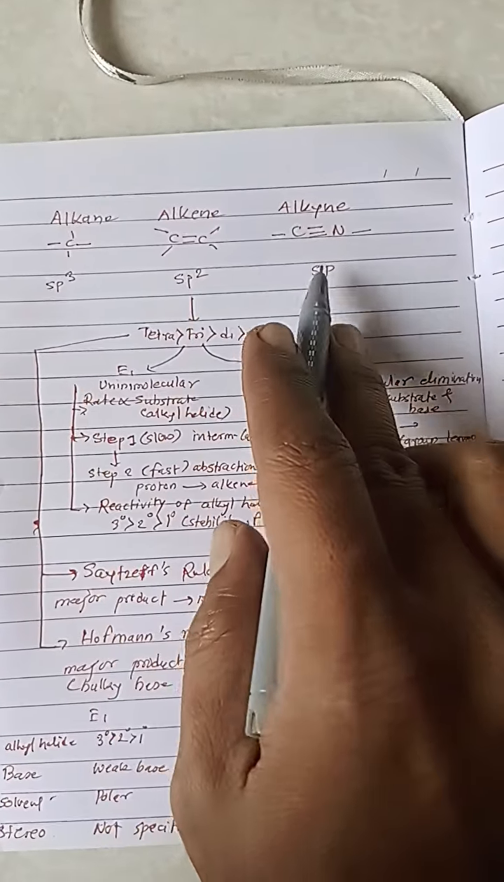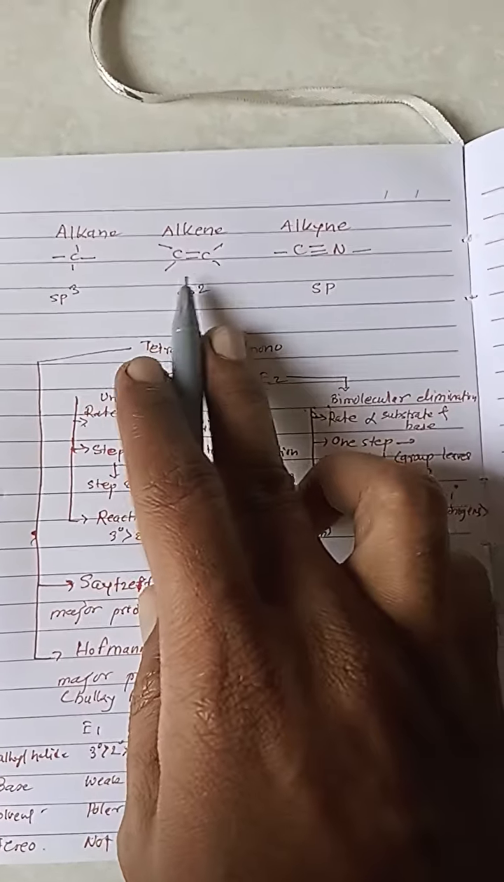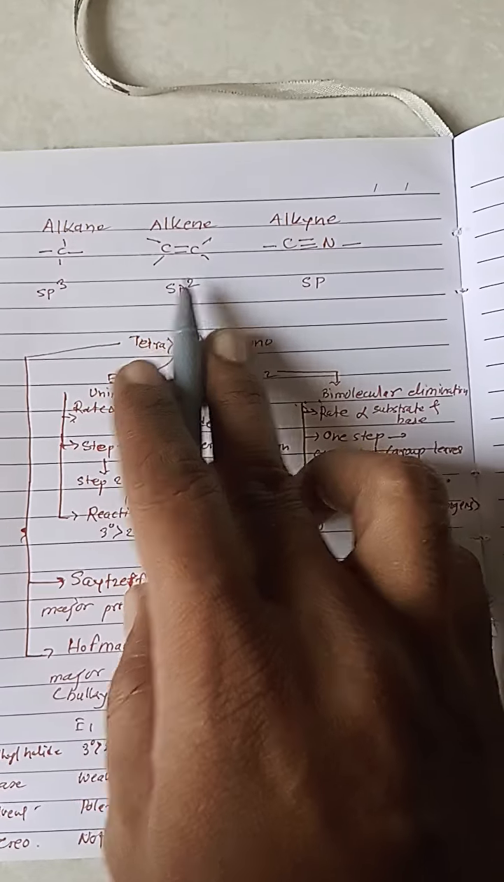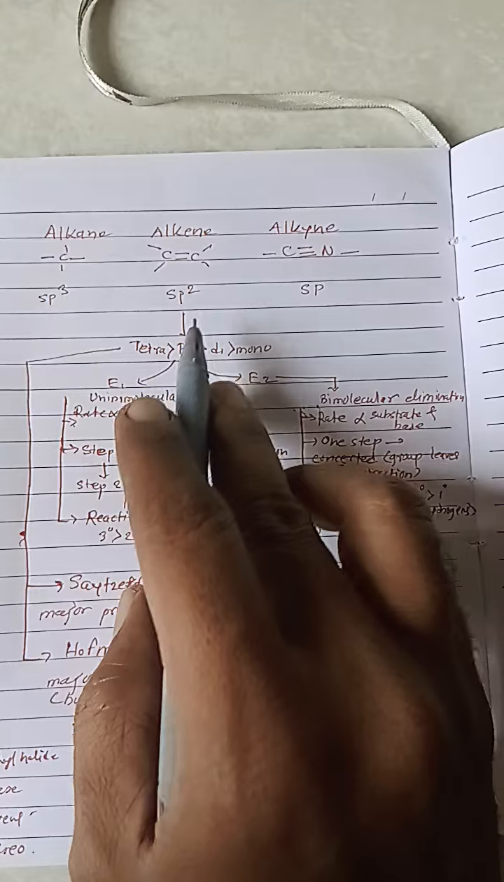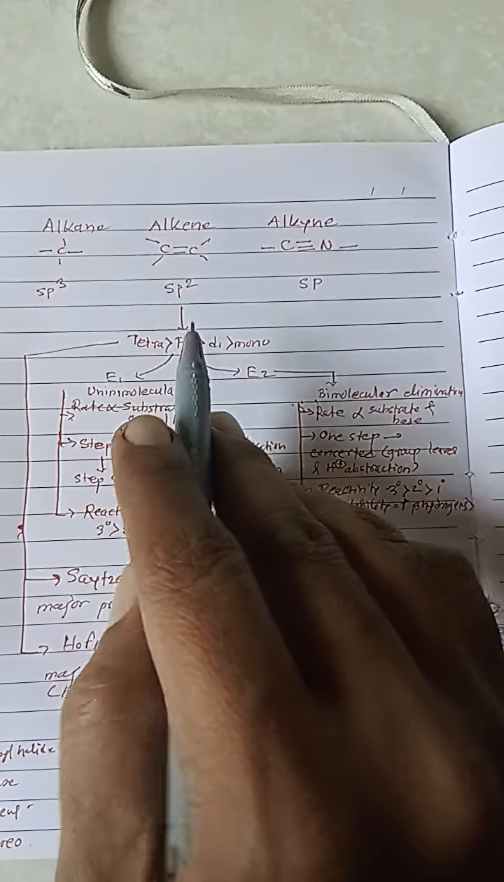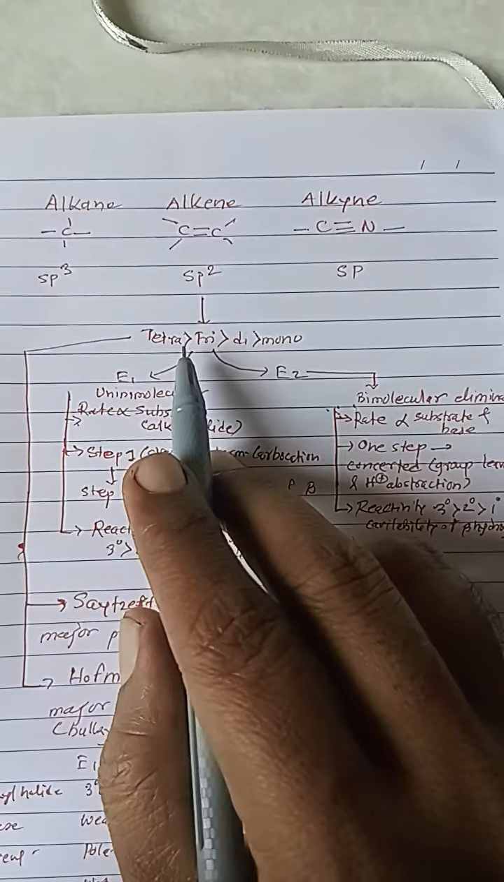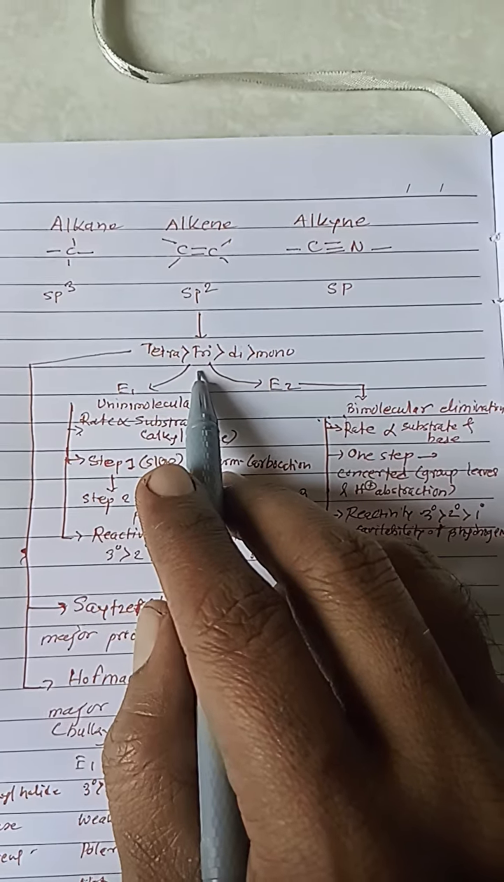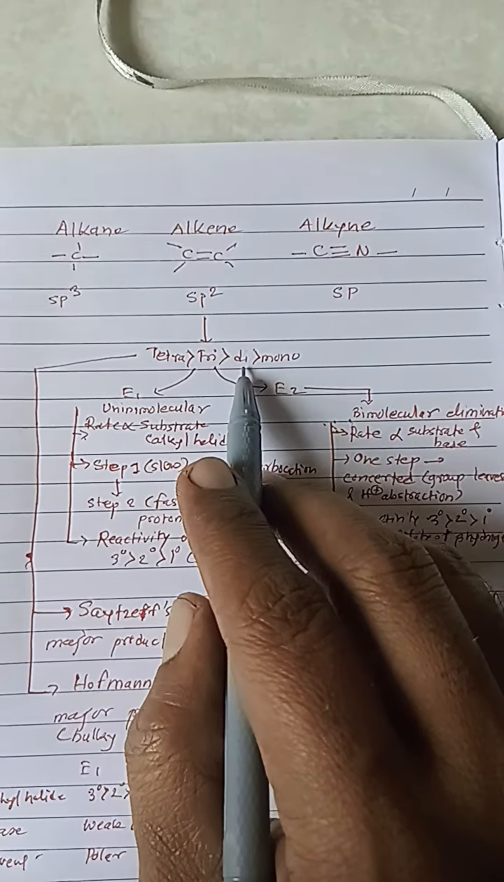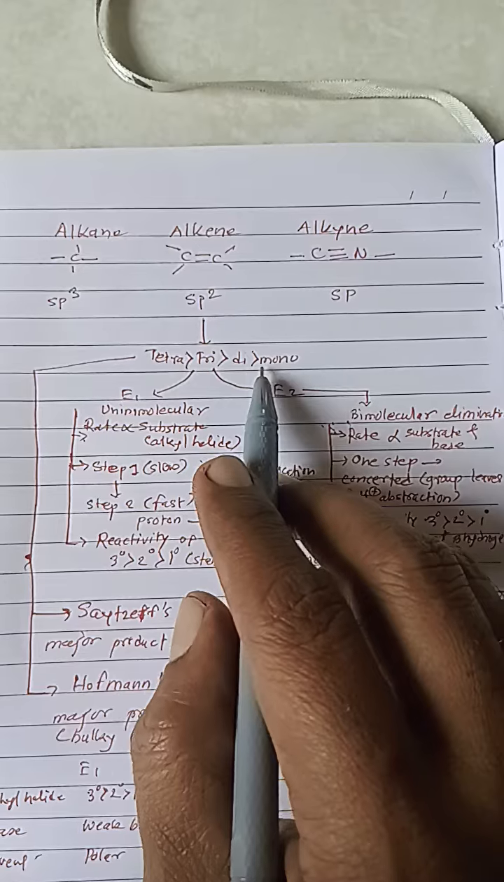Alkane, alkene, and alkyne. Alkene contains a double bond, and the carbons are sp2 hybridized. As far as the stability is concerned, the tetrasubstituted alkene is more stable than trisubstituted, which is more stable than di, which is more stable than mono.